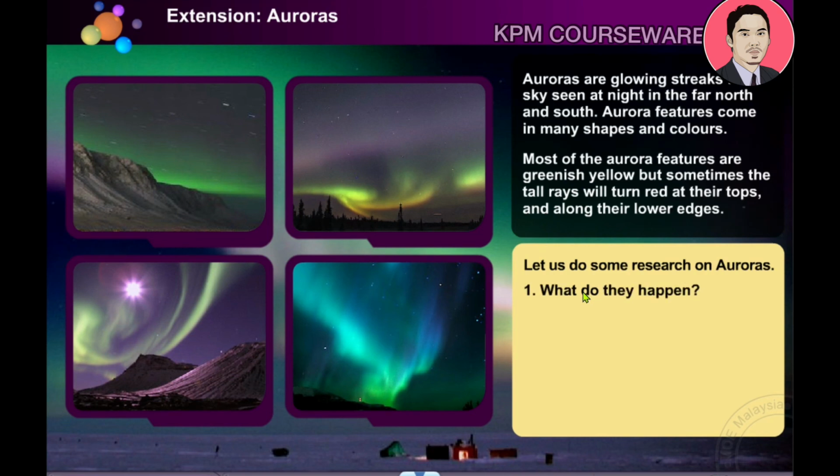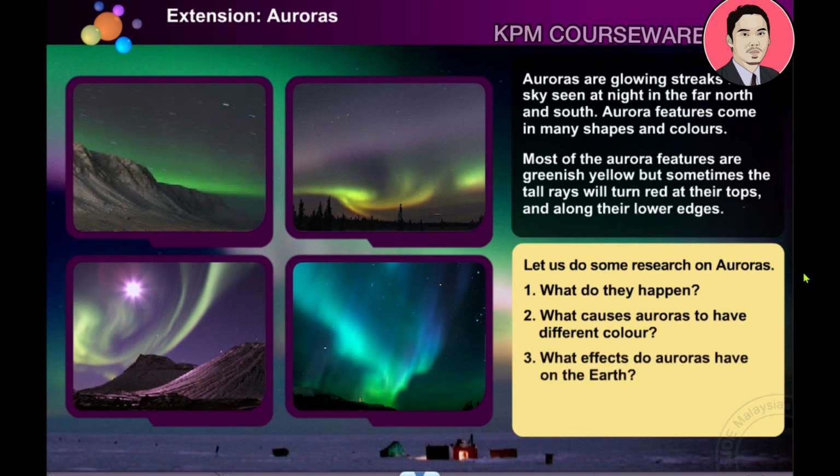What makes them happen? What causes auroras to have different colors? What effects do auroras have on the Earth? Write an article based on your findings.